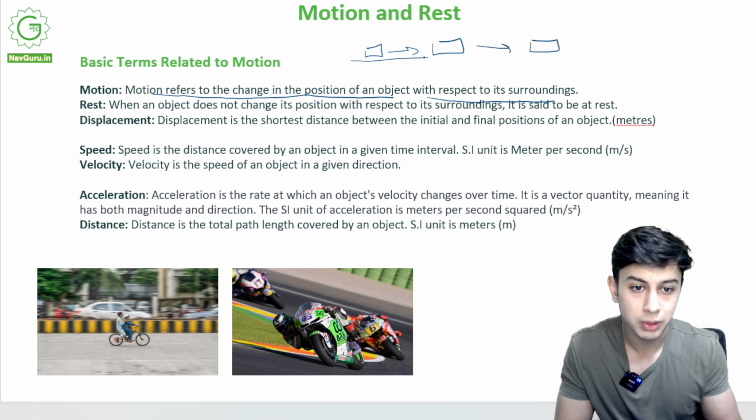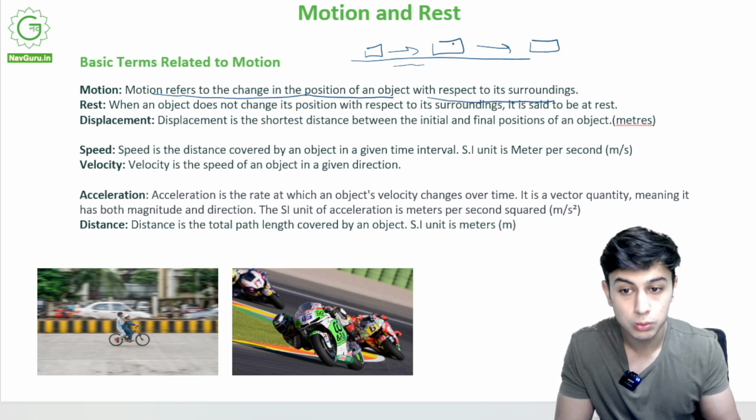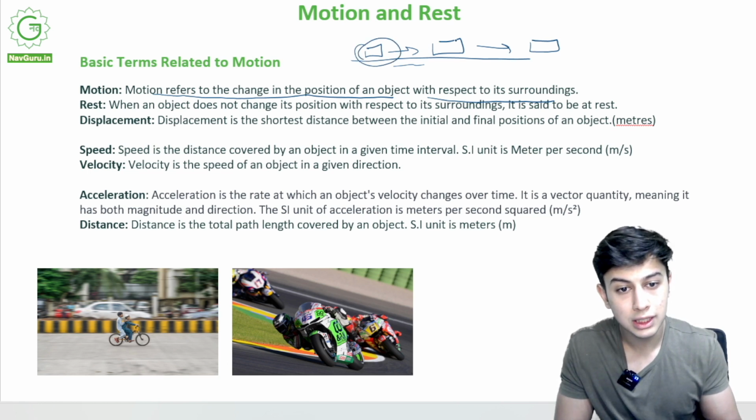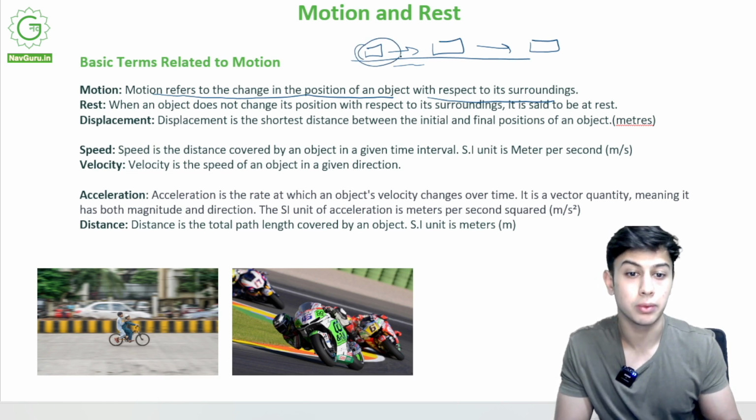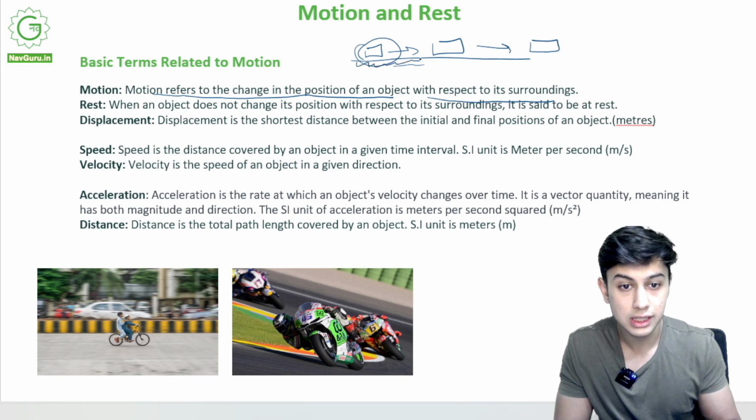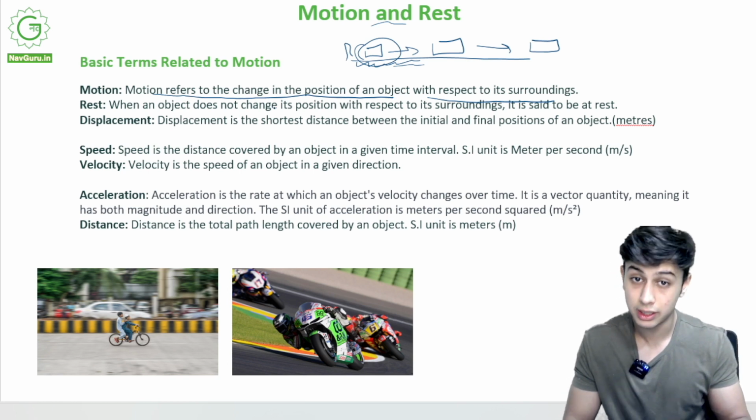Now, what is the surrounding? Maybe the ground. The ground is not moving, but I am moving. That is motion. What is rest? Not moving, not changing position with respect to time, with respect to the stationary objects in the surroundings, with respect to the ground. I am not changing, I am at rest right now.